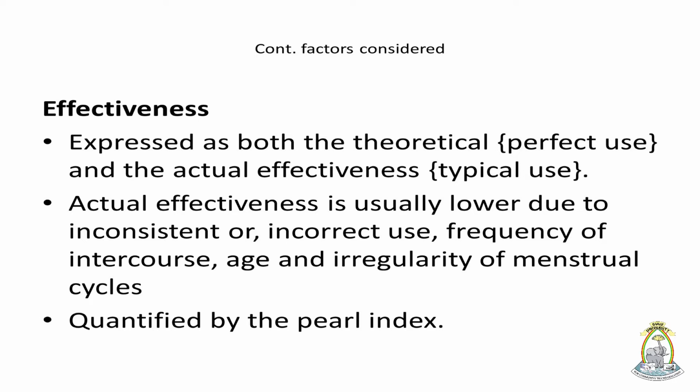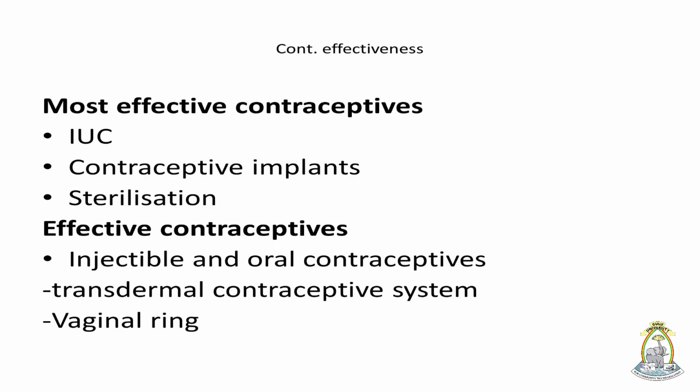That means that if you're taking pills and you're taking them at 9:08, every day should be around 9:08. A small deviation of 1 hour is allowed, but this is not actually practicable. Some people don't adhere to that extent. The actual effectiveness is lower due to inconsistent and incorrect use. So the actual in typical use is normally lower than the theoretical one. And there's something called the Pearl Index, the one that is used in doing it.